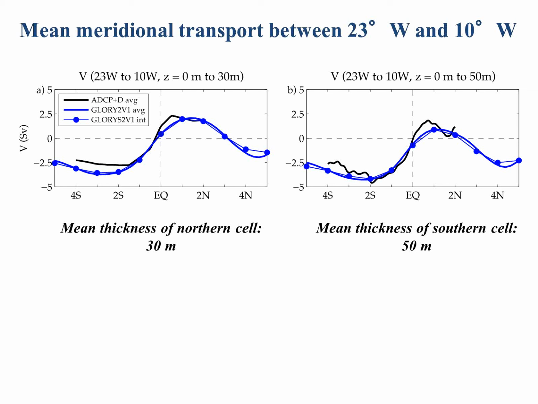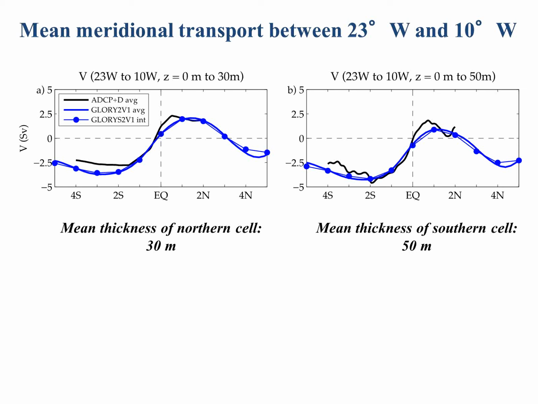In the southern cell, the maximum transport is found when I integrate to 50 meters, and it's about double that. So even though the surface flow is stronger in the northern cell, the transport is stronger in the southern cell, and that has to do with the thickness of the southern cell. It's much thicker. The thick blue line is the same transport computed from the modeling product. So you can see that the transport in the model is very similar to the observed transport, with less transport in the northern cell than in the southern cell.